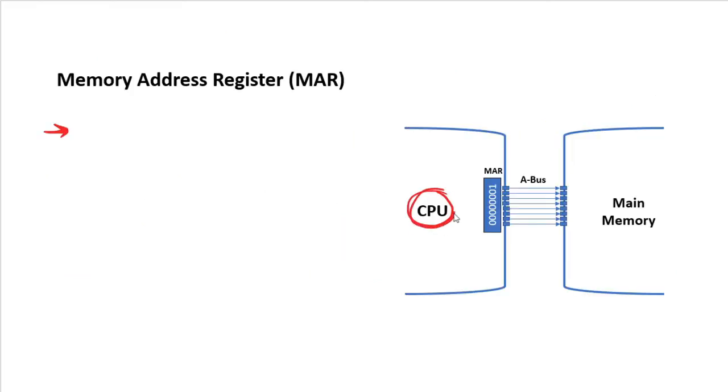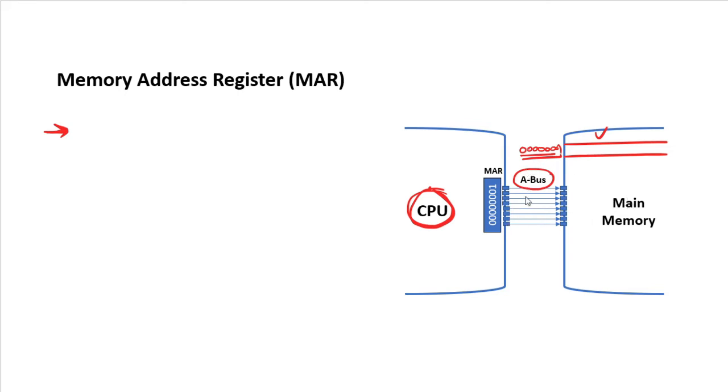Whenever the CPU wants to access something from main memory, it sends the address of the cell. For example, this is the cell. Let's suppose its address is 00000001. It sends the address of this particular cell to main memory. We also discussed that all the addresses are sent via the address bus, which is used to send addresses to main memory.